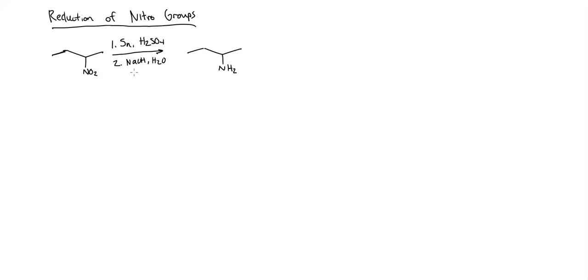So this is my reduction of nitro groups. Again, I just use tin with sulfuric acid and I use NaOH with water. Okay, that's going to reduce any of those into an NH2. Another reduction is reductive amination.